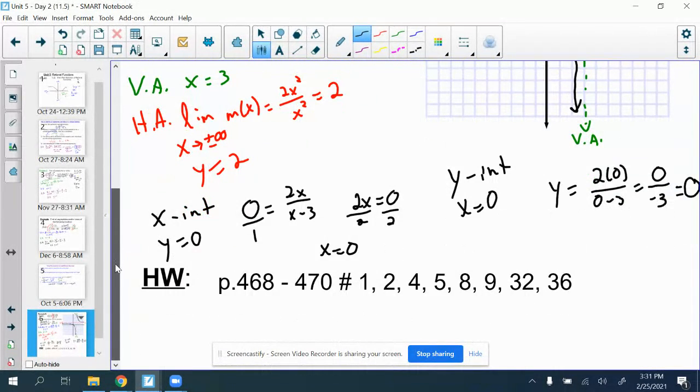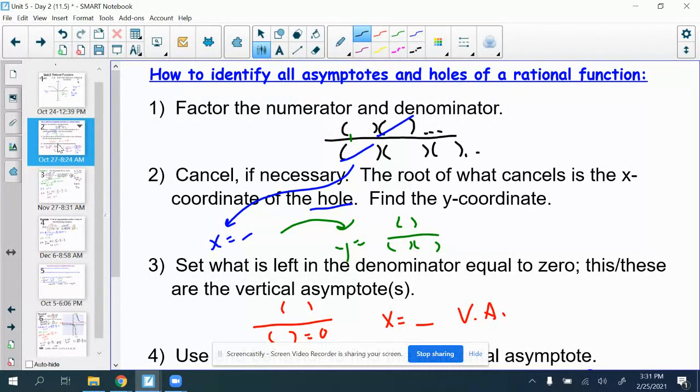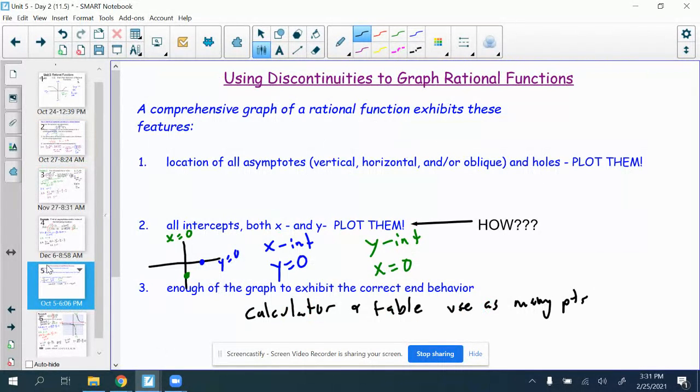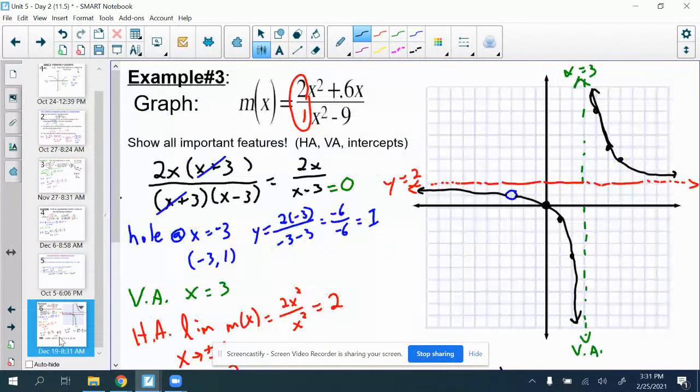Okay, so these are our homework problems to try. Again, slide 2 is very helpful to find your short run or long run behavior. And then 5 is helpful to help you find the intercepts.